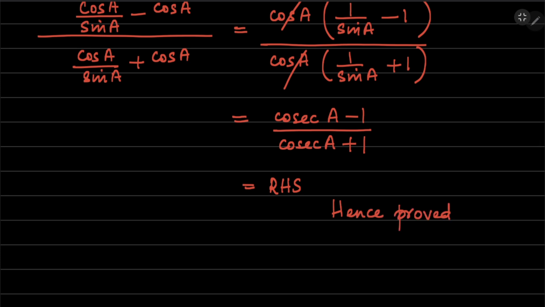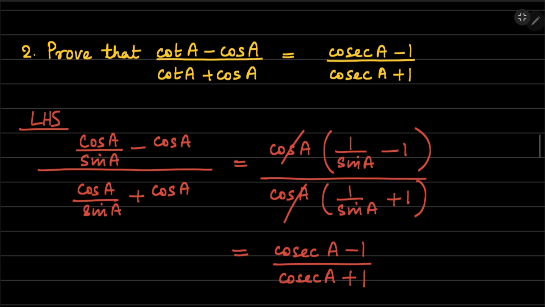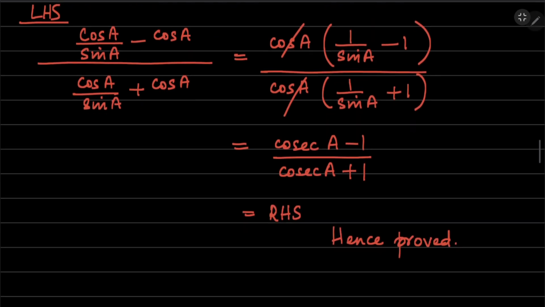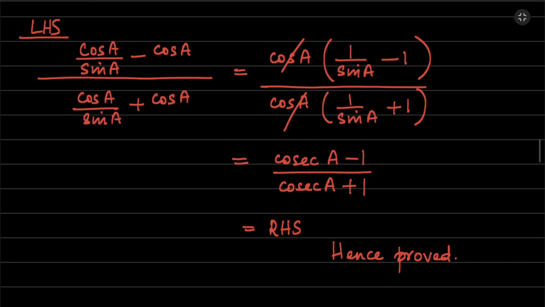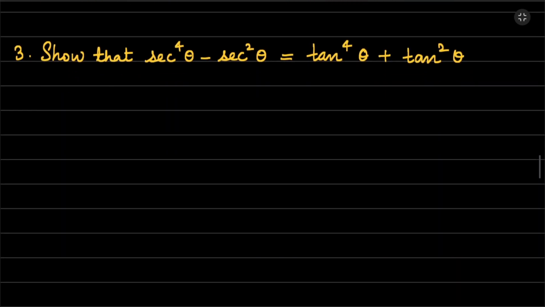Okay, because the question is prove, right? Prove that LHS is equal to RHS, the two terms. So you can finally end up by writing that this is equal to RHS. Let's move on to the next question.